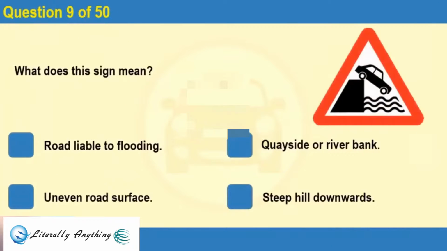What does this sign mean? 1. Road liable to flooding. 2. Quayside or riverbank. 3. Uneven road surface. 4. Steep hill downwards.